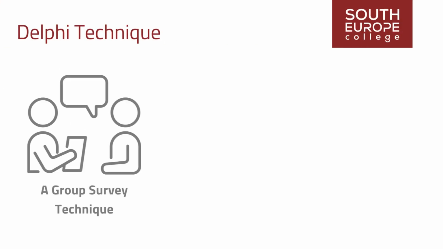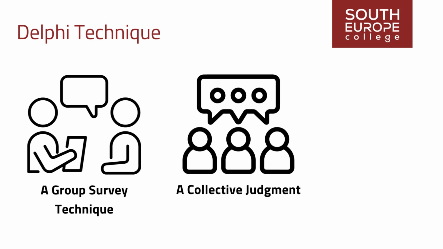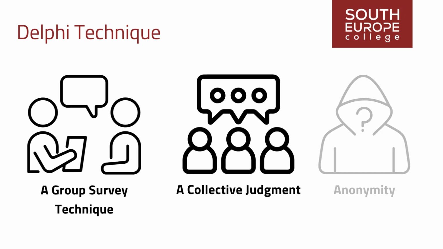The Delphi technique is a group survey technique that combines opinions to develop a collective judgment through structured questions and feedback reports. It ensures anonymity to avoid conformity, and is effective in reaching consensus.